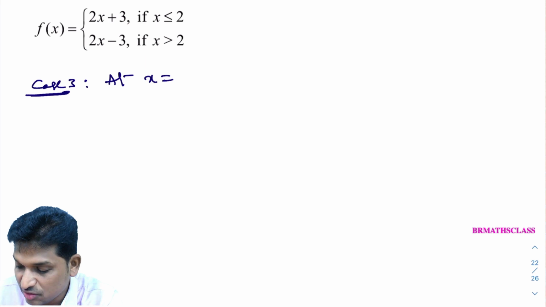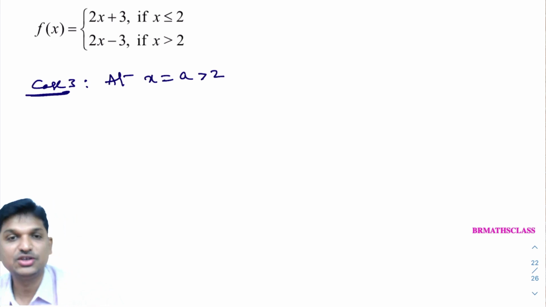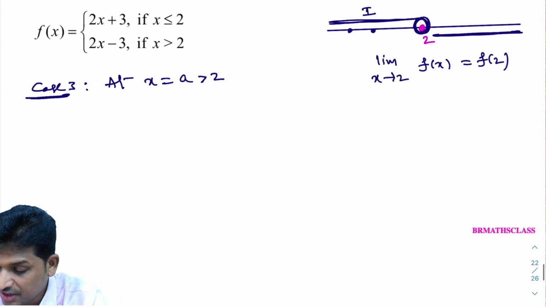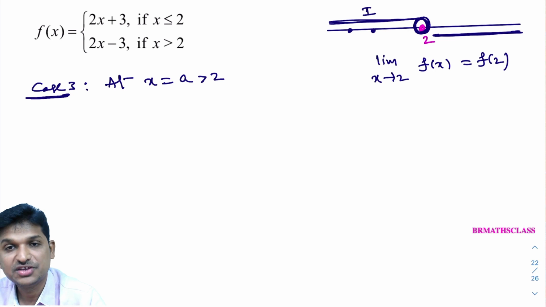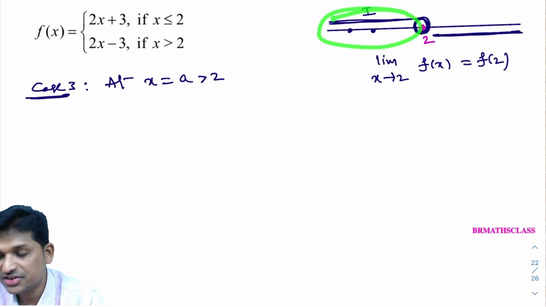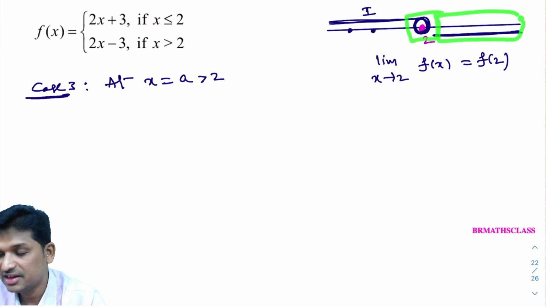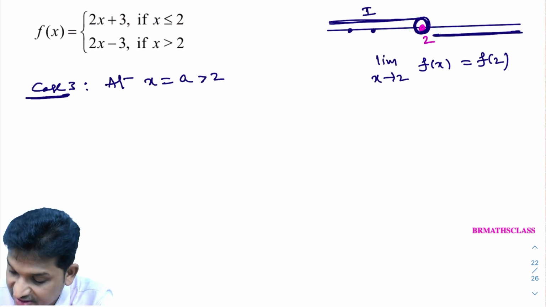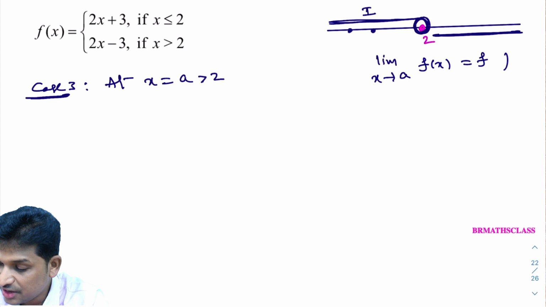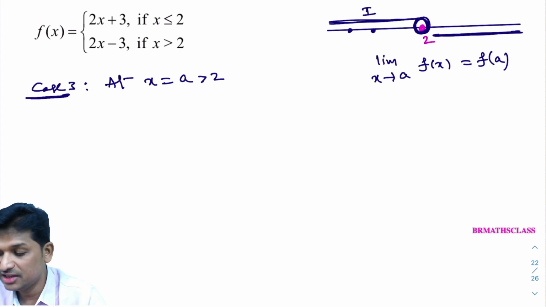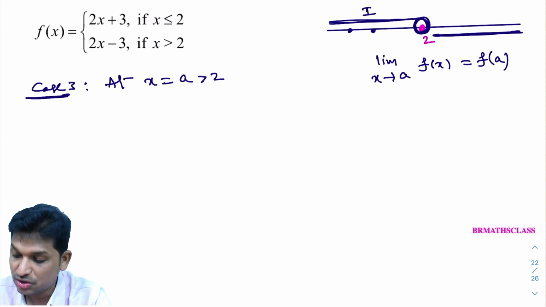At x equal to a, what is a value here? A value is greater than 2. We are checking the continuity of this function here. In this zone I checked as case 1, this one as case 2, and this as case 3. What is case 3? Limit x approaches a, f of x equal to f of a. Then we say that the function is continuous at x equal to a.